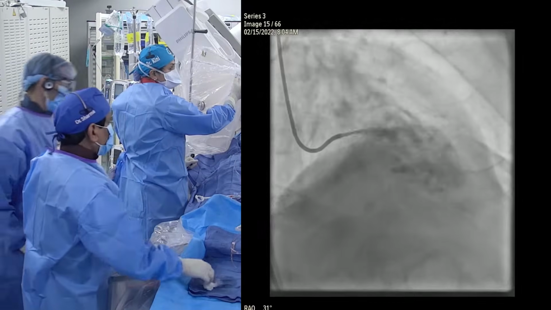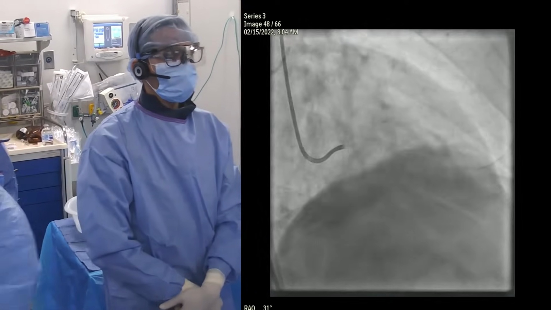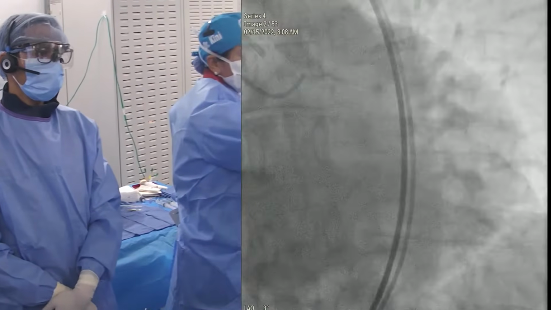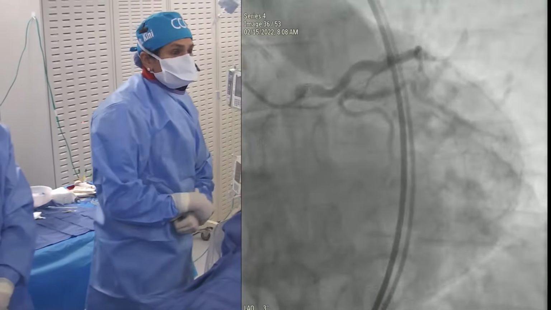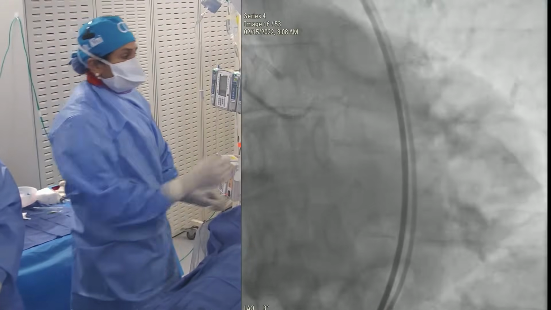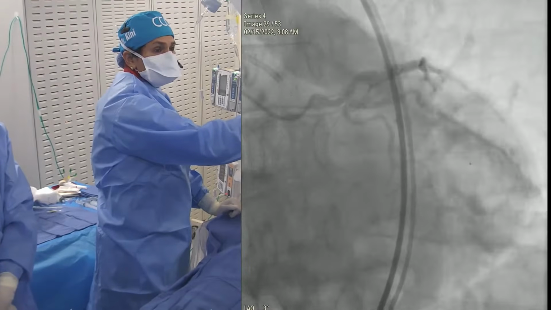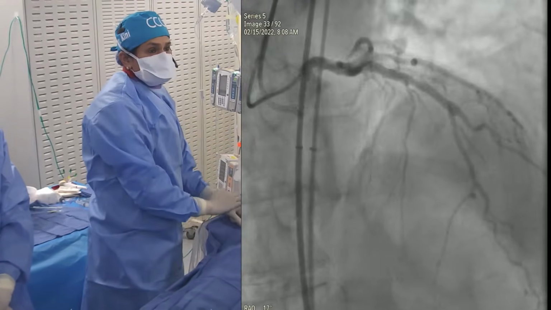So this is the LV-gram, hypokinetic inferior wall, basal moderate to severe. This is the left side, less than 30 distal left main, circ looks non-obstructive, LAD PCI has been done.